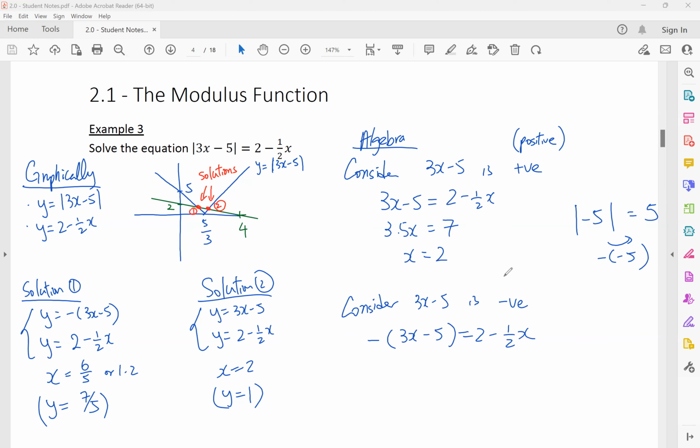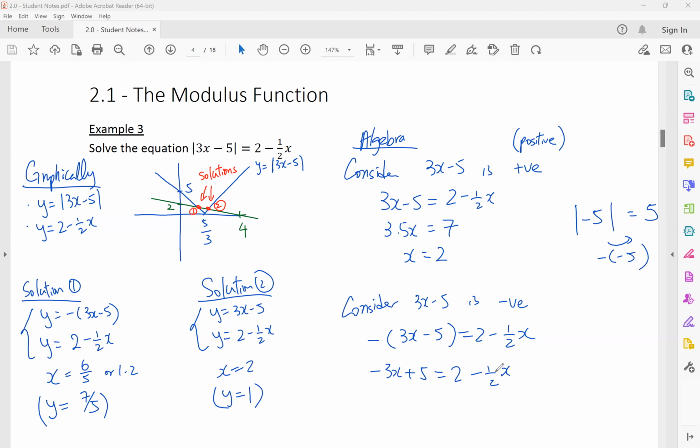So when you want to solve the equation of modulus function, you consider two cases. The first case is where 3x minus 5 is positive, where you just do the whole thing without the modulus. The second part is you consider 3x minus 5 is negative, then the modulus symbols becomes a negative bracket. So negative, and then the modulus bar becomes a bracket. Expand the bracket, minus 3x, minus makes a plus 5, equals 2 minus a half x.